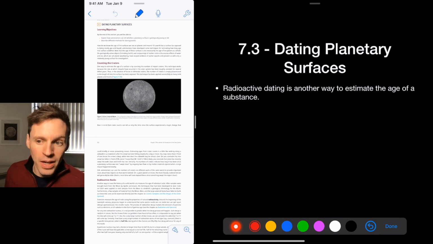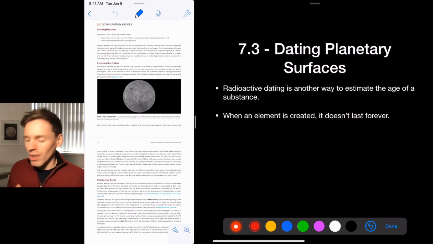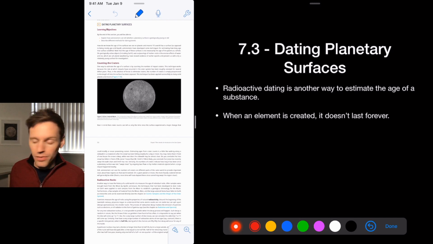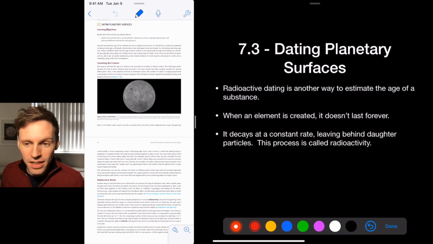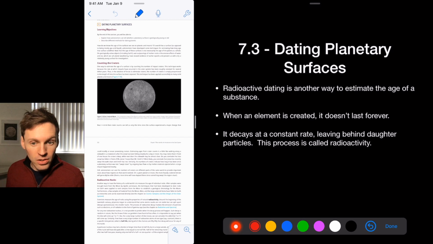Radioactive dating is another way to estimate the age of a substance. When an element is created, it doesn't last forever. It decays at a constant rate, leaving behind daughter particles. And this process is called radioactivity.